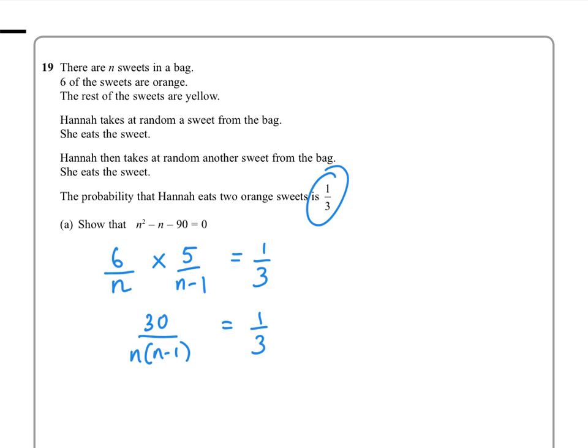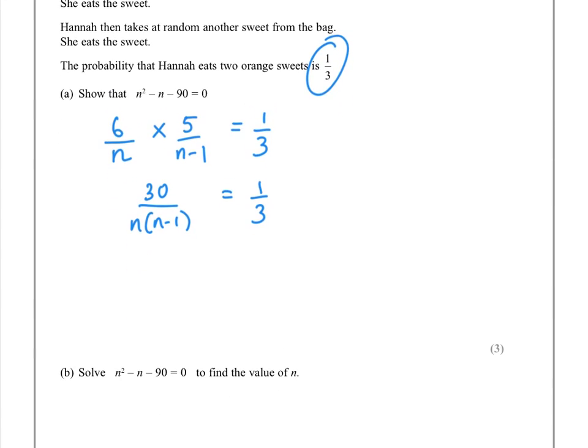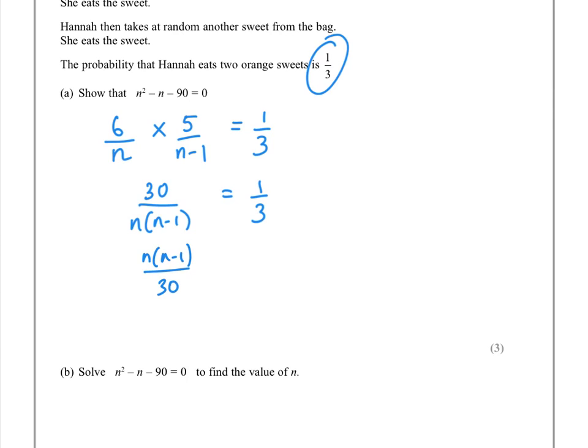I would invert both sides. So the first thing I would do is raise each to the minus 1, so I would have n over n minus 1 over 30 is 3 over 1, so that's just inverting, and then I would multiply both sides by 30, and that would give me n minus 1 equals 90, and then you can multiply this out and have n squared minus n. That would be equal to 90, and then just take 90 from both sides, and you can end up with the answer.